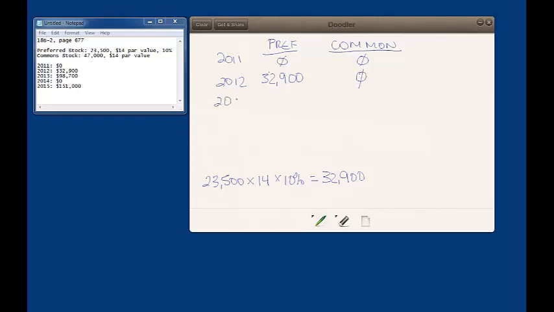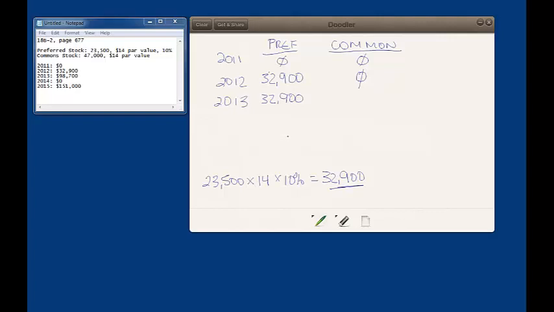Okay, 2013. We have 98,700 dividends to pay. So again, we start with step 1 and determine the dividends to preferred stockholders. The calculation is the same as it was in 2012. So 32,900 again is given to the preferred stockholders. We still have dividends left to distribute, so we can move on to step number 2.